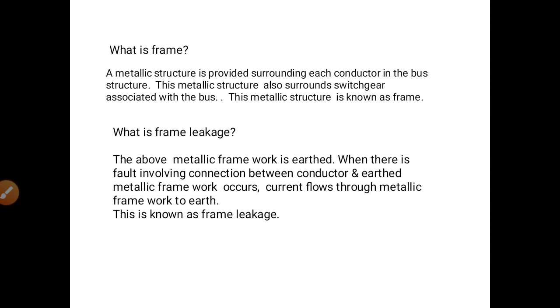Next is the frame leakage current protection. But before that, what is the meaning of frame? A metallic structure is provided surrounding each conductor in the bus structure. This metallic structure also surrounds the switchgear associated with the bus. This metallic structure is known as a frame. Then what is frame leakage? The above metallic structure is earthed. When a fault involving a connection between a conductor and the earthed metallic framework occurs, current flows through the metallic framework to earth. This current is known as frame leakage current, and this phenomenon is known as frame leakage.